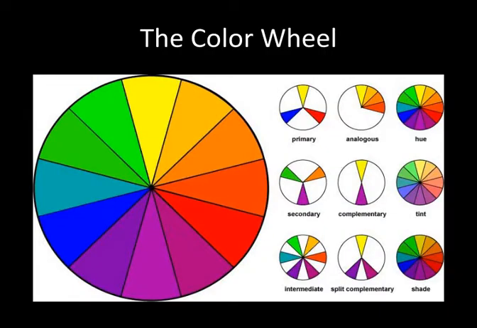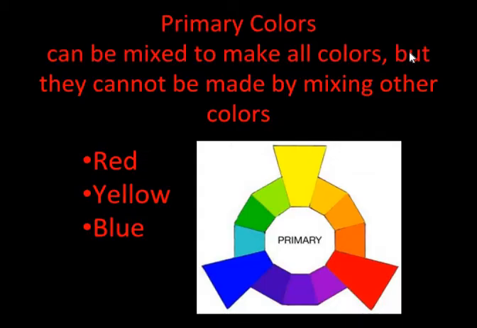Here's an example of a color wheel, and here you can see several color schemes that are denoted by the color wheel. So you can have primary color scheme, analogous color scheme, secondary, complementary color schemes. So these are all shown in relationship to the color wheel.